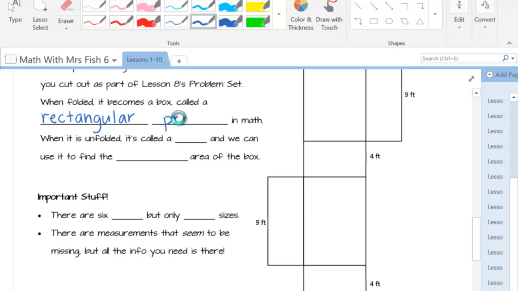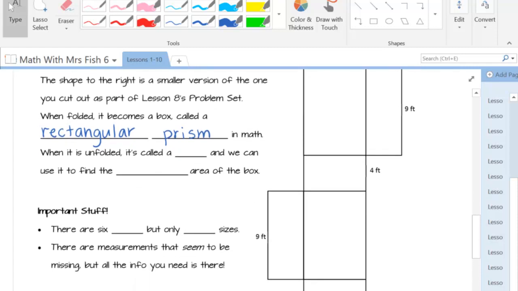prism. That shape that we know as a box is actually called a rectangular prism in math. When we unfold it so that it looks like this, we call it a net. Not like a fishing net. And we can use it to find the surface area of the box. So we've learned how to find the area of a rectangle. So now we're going to take that information and use it to find the area of a rectangular prism.